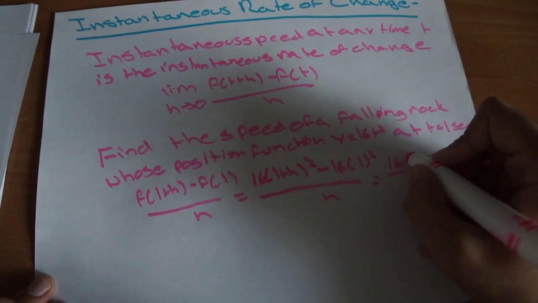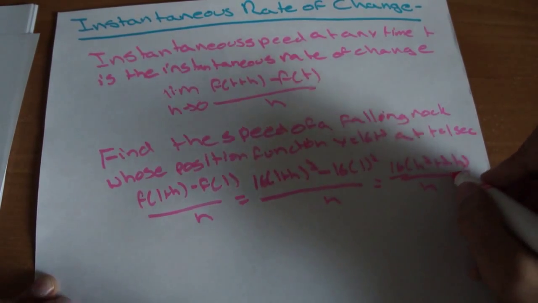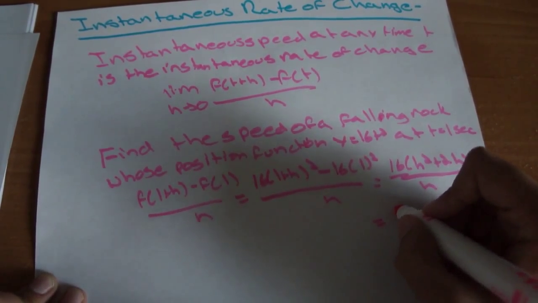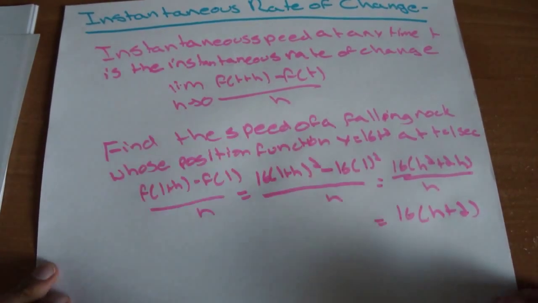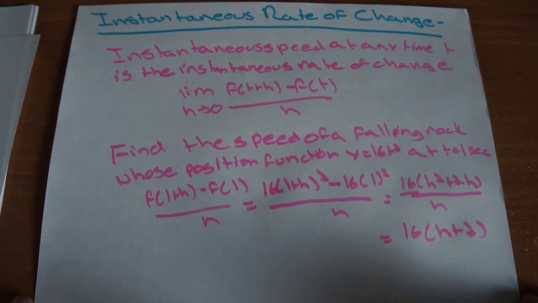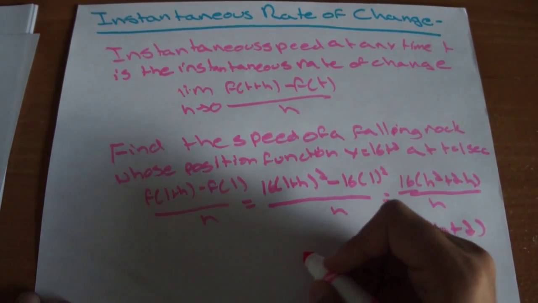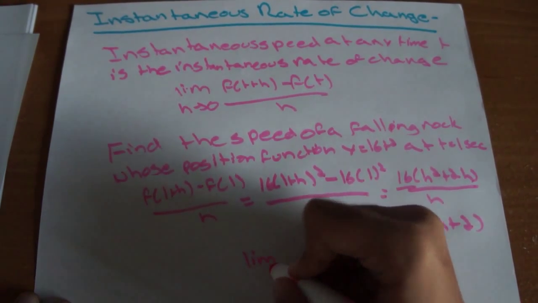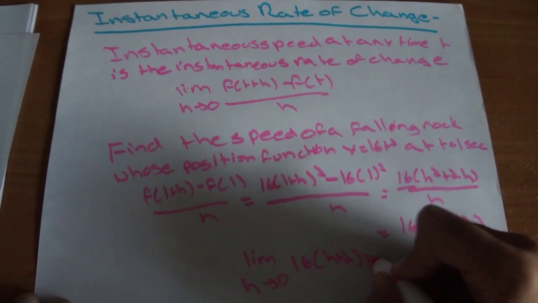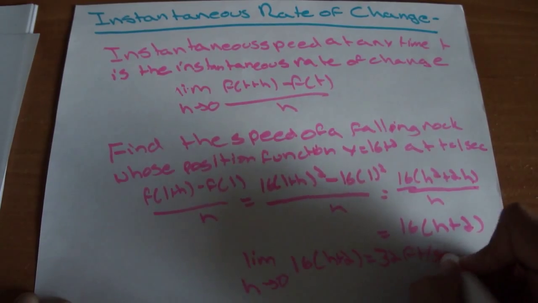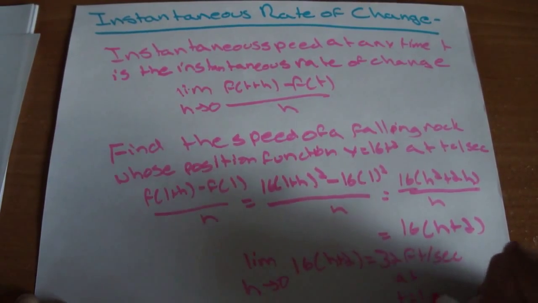which is equal to 16 times (h squared plus 2h) all over h, which is thus equal to 16 times (h plus 2), because the h's will cancel out, which provides you with that as the final equation. And considering we have to find it at t equals 1, we take the limit as h approaches 0 of 16 times (h plus 2). Thus we have 32 feet per second as the instantaneous speed at t equals 1 second.